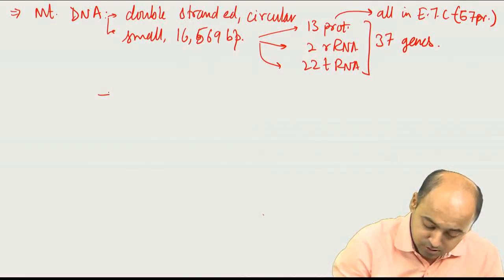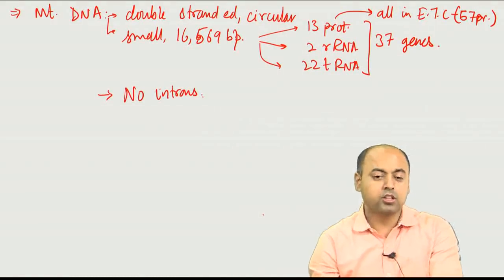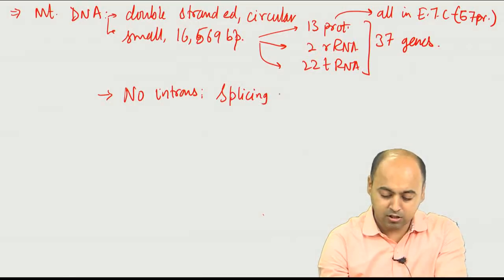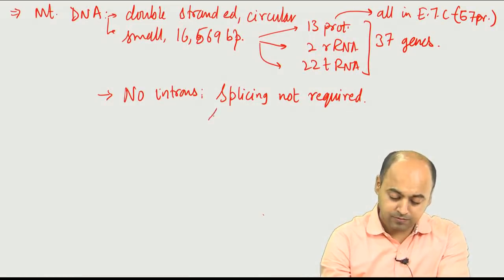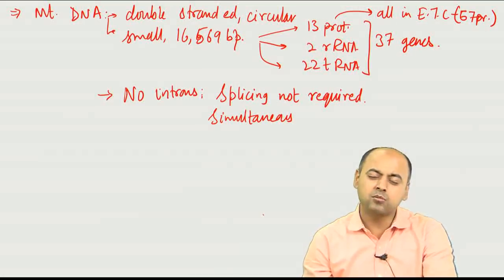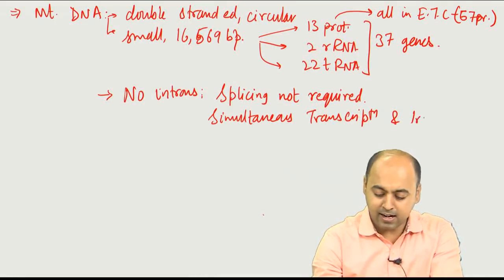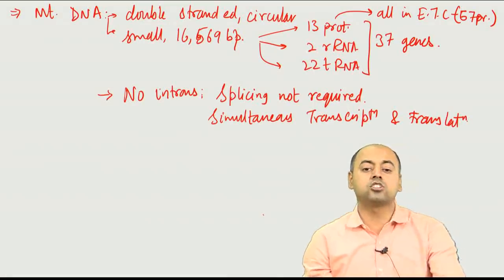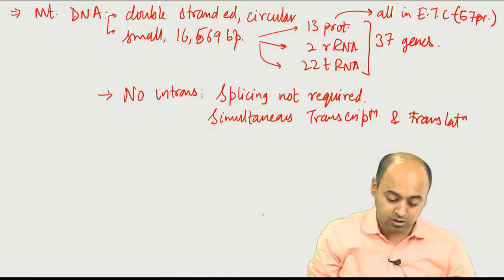Besides being small, the mitochondrial DNA does not have introns. Result of no introns: splicing not required. First very important thing, the splicing is not required. And second thing, because splicing is not required and the transcription, replication, translation occurs all in the same compartment, simultaneous transcription and translation occurs. The transcription is not yet complete and already the translation has started occurring.